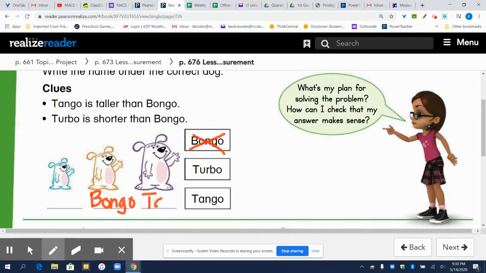So let's try writing Tango there. Tango is taller than Bongo. Bye, Tango. Pause it if you need to finish writing the names. And then let's read the last clue to see if this makes sense or if we have to start all over. Turbo is shorter than Bongo.